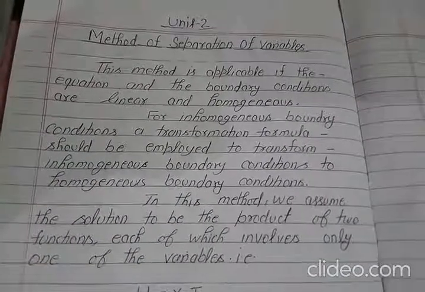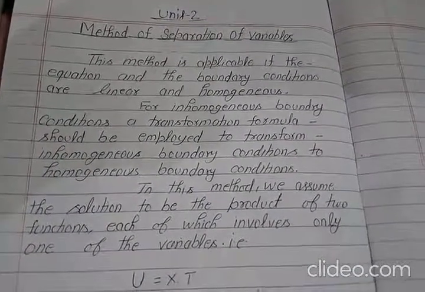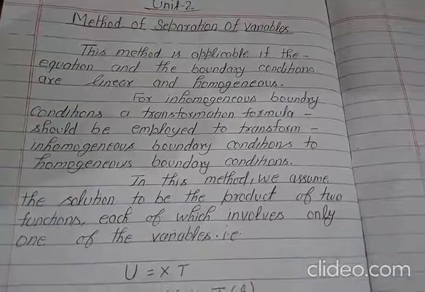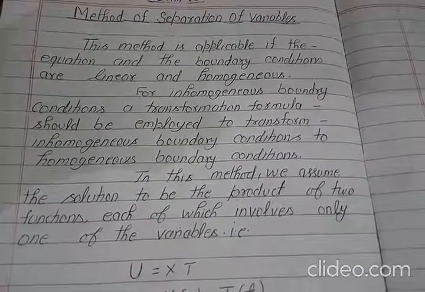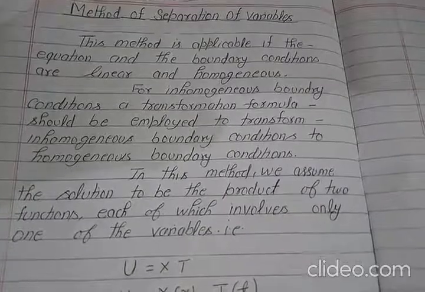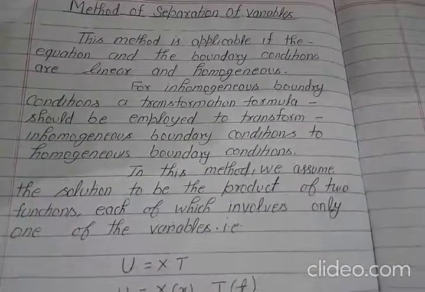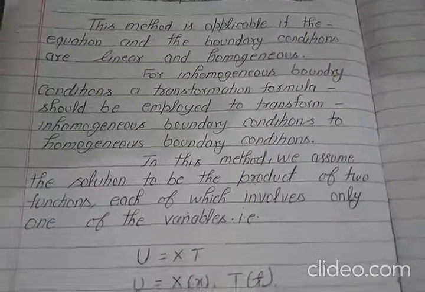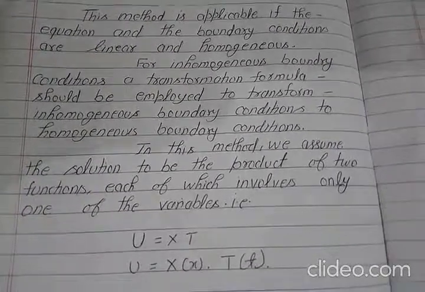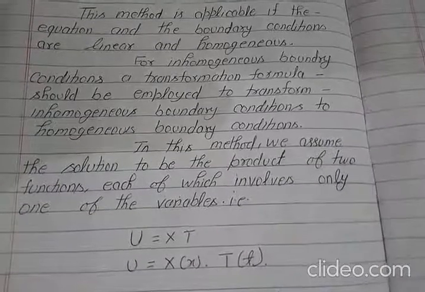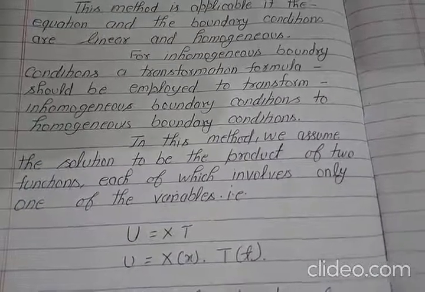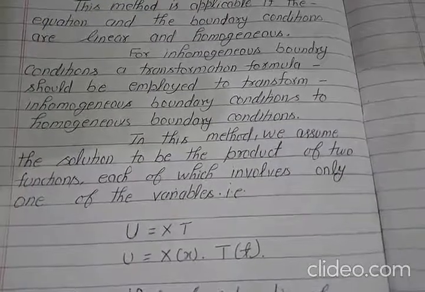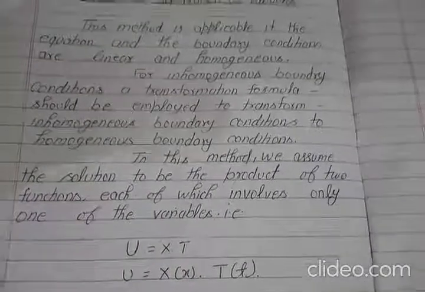This method is applicable if the equation and the boundary conditions are linear and homogeneous. For inhomogeneous boundary conditions, a transformation formula should be employed to transform them to homogeneous boundary conditions. And third, a most important condition is that in this method we always assume the solution to be the product of two functions, each of which involves only one of the variables. We can understand this more by seeing an example.